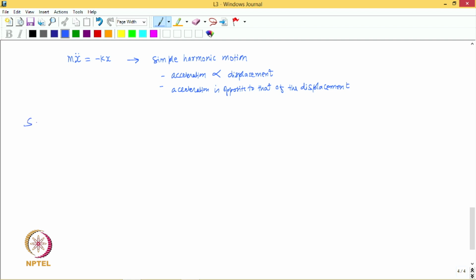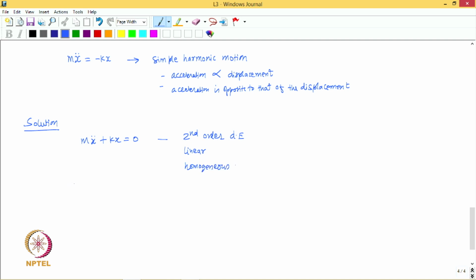If we think of the solution of this differential equation, m x double dot plus kx equal to 0, we note that this is a second order ordinary differential equation. Of course, it is linear because m and k are constants, and the power of x and its derivatives is only the first power, first degree, and it is also a homogeneous equation.